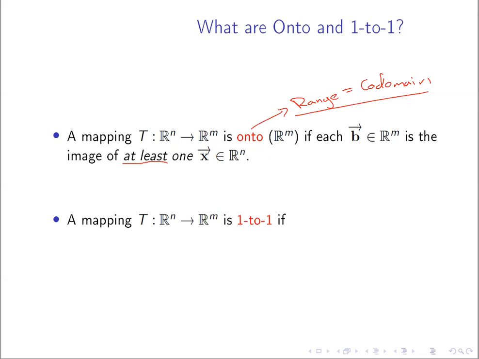Similarly, 1-to-1 means that for every b in the codomain, there's at most one. That doesn't mean that there is one for every b value, but it means that if there is one, there's only one.